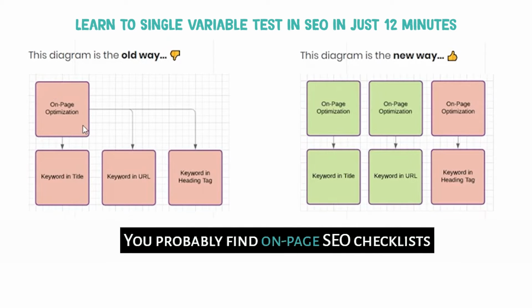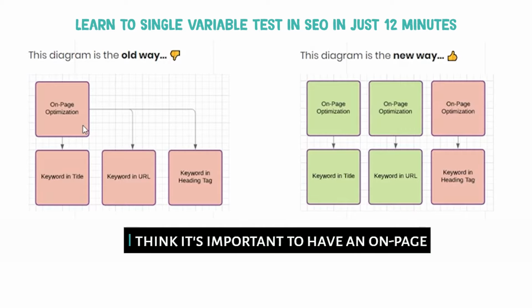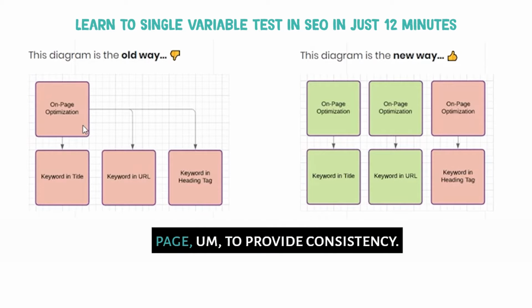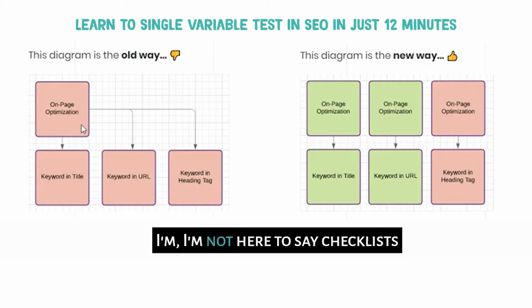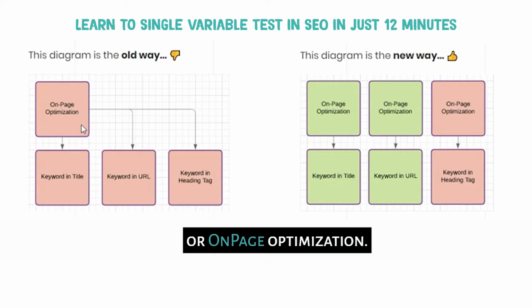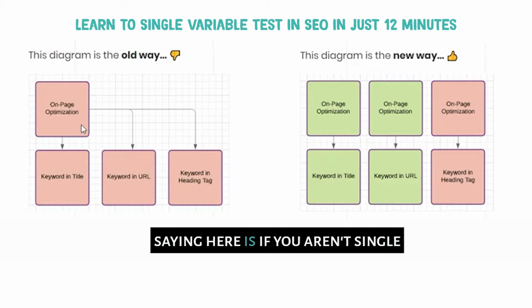You probably find on-page SEO checklists everywhere, which are good to have. I think it's important to have an on-page SEO checklist or some type of procedure that you go through on each and every page to provide consistency. The more consistent you are and the cleaner website environment you have, the better opportunity you're going to have to understand why you're moving up or why you're moving down, especially after a Google update. So I highly encourage that. I'm not here to say checklists or on-page optimization checklists aren't a good thing to use. I think they are.